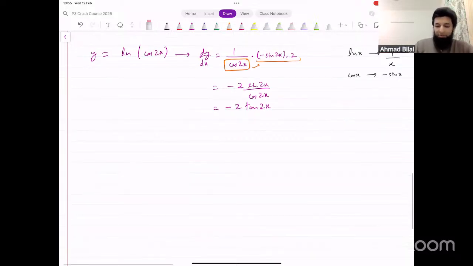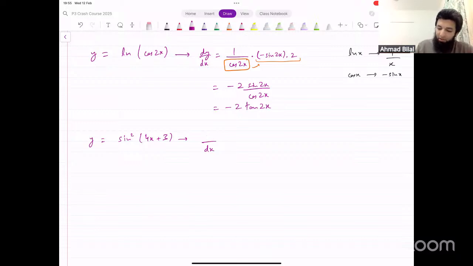All right, one last example before we move on to the next thing. Let's say we have something like this. This is an important one. If we have sine squared of 2x, or we can use another number, let's say 4x plus 3. We want to find the derivative of this, dy/dx. How do we do this now? Sine square of 4x plus 3.